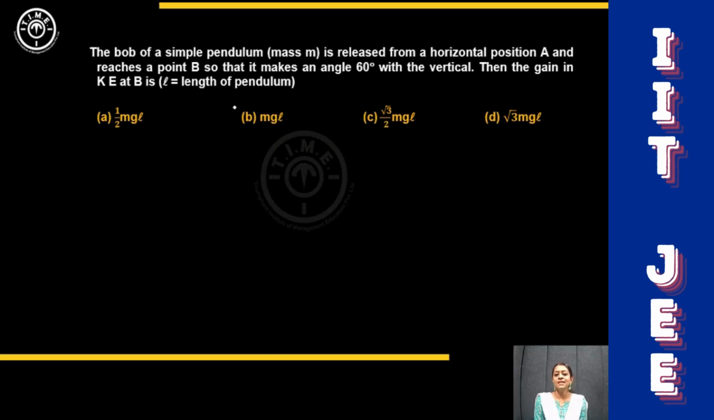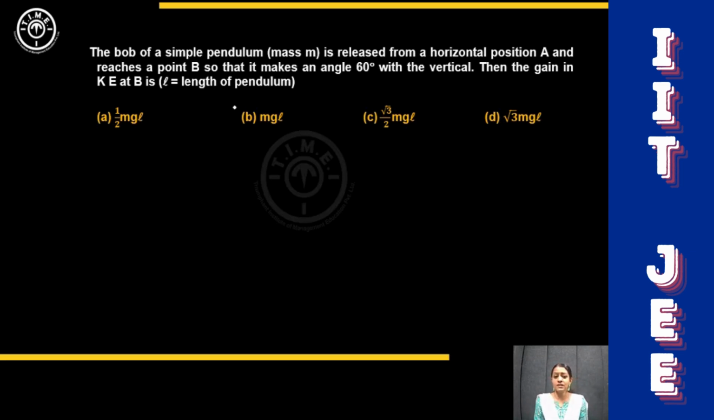The bob of a simple pendulum of mass m is released from a horizontal position A and reaches a point B so that it makes an angle 60 degree with the vertical. Then the gain in kinetic energy at B is dash. Take L as the length of the pendulum. So this is a very important kind of question.